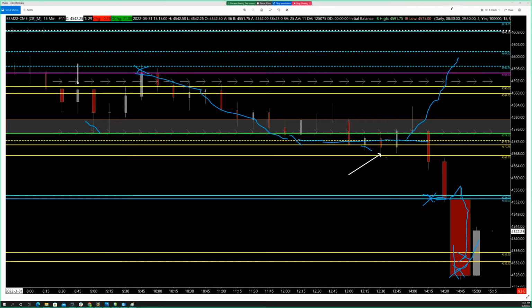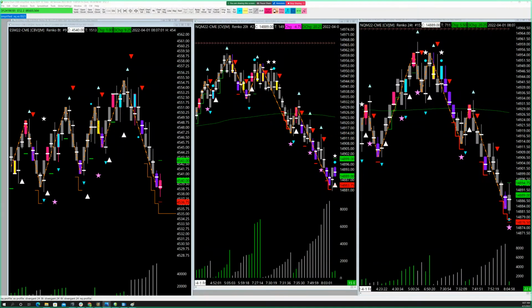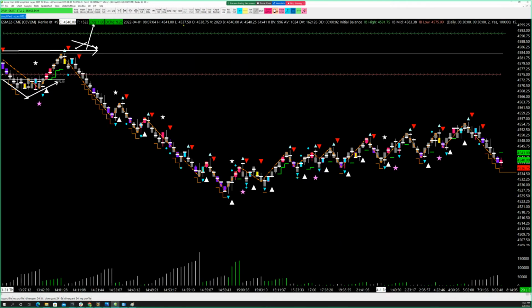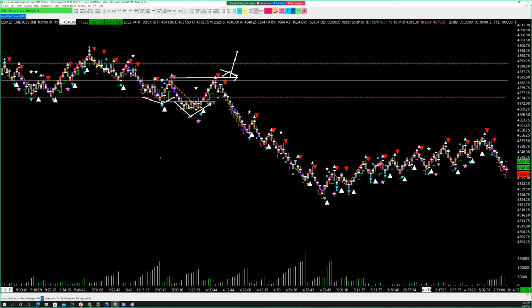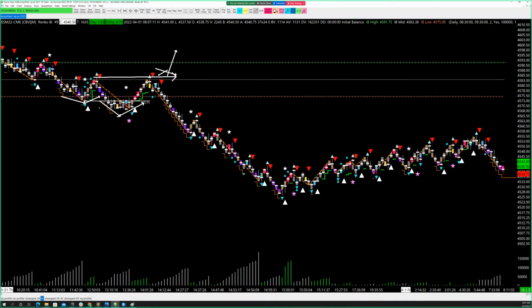So I'm going to shift gears now. So if you take that out, and you go back to ES, I'm going to use the 8 tick. So this is where I was looking for, you can still see it drawn there. See how I was looking for the head and shoulders right over here?